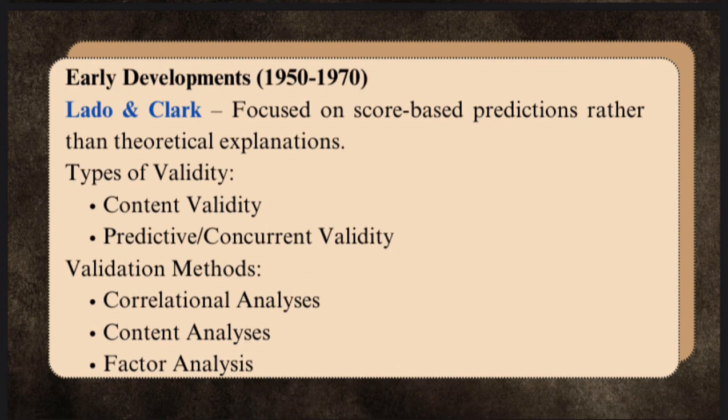Between 1950 and 1970, Lado and Clark contributed to early test validation by focusing on content validity and predictive or concurrent validity, which primarily supported score based predictions rather than deeper theoretical explanations. Validation methods during this period included correlation analysis, which is examining relationships between test scores and outcomes. Next is content analysis, evaluating test items' relevance. And lastly, factor analytic techniques, identifying underlying test constructs.